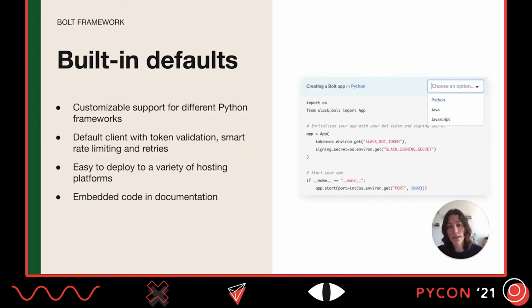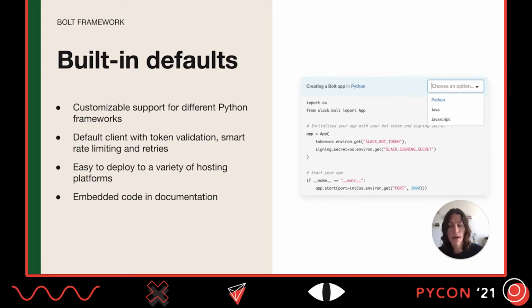Regardless of which language you're using, Bolt is going to have built-in defaults that make it easier to start building. For example, Python has built-in support for different frameworks like Flask, Django, CherryPy, but any Bolt is going to have things like token validation and rate limit handling by default. And we try to make Bolt as easy as possible to deploy to a variety of different hosting platforms.